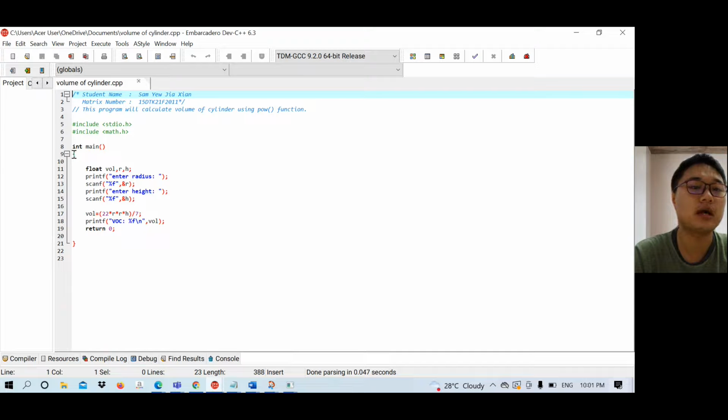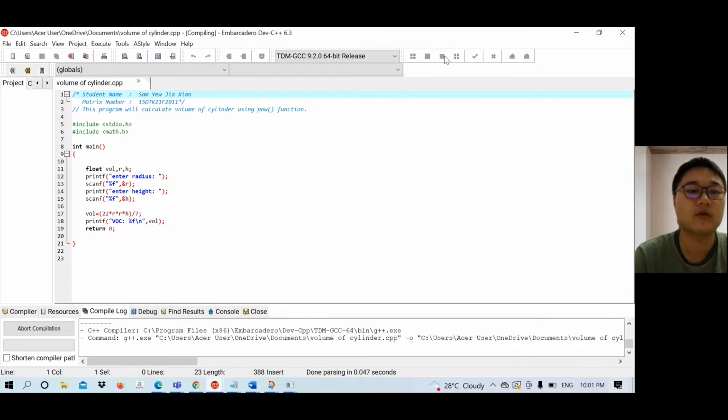And I also type the data type, int main, as this uses arithmetic operators. So I type float vol, r, h, printf enter radius, scanf %f and &r, printf enter height, scanf %f and &h. And here's the output: volume equals 22 times r times r times h divided by 7, printf volume %f \n, and return 0. So I compile and run the program.